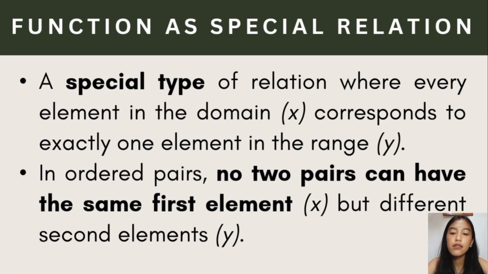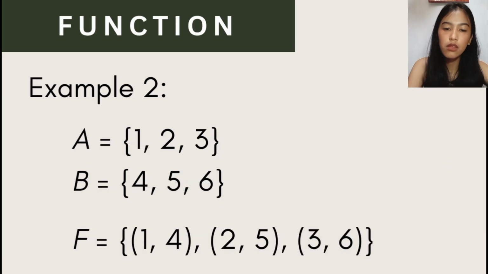Let us now move on to function. A function is a special type of relation where every element in the domain X corresponds to exactly one element in the range Y. So in ordered pairs, no two pairs can have the same first element X but different second elements Y. Meaning X is not allowed to pair with two different second elements Y.